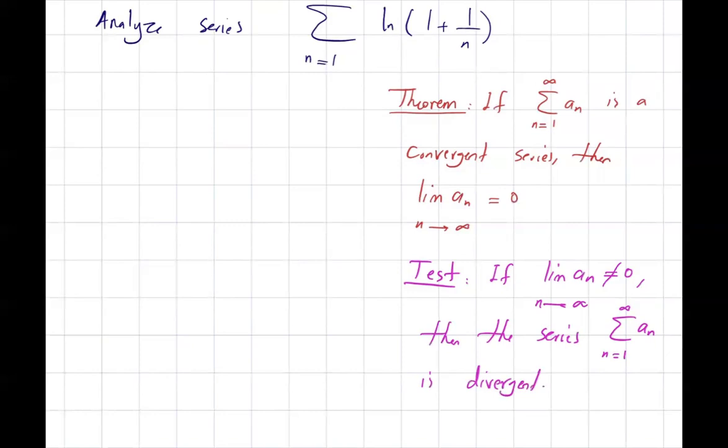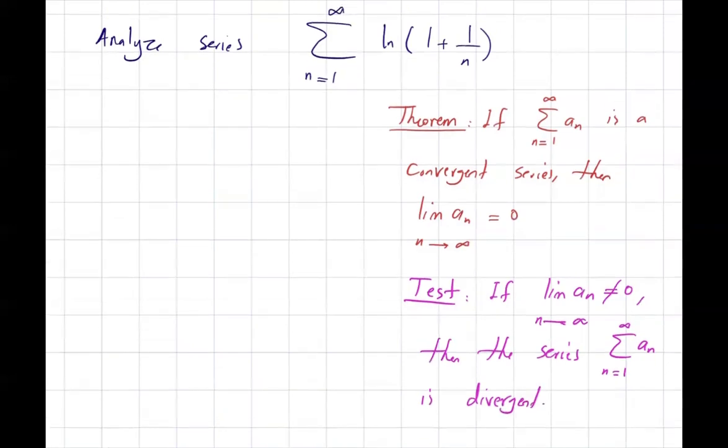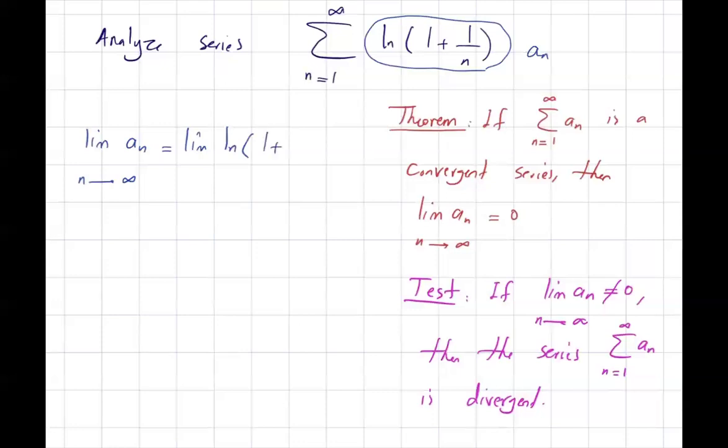Very well. So let us take a look at the general term here. This is my general term, an. If I take the limit of an as n goes to infinity, I'm taking the limit of ln of 1 plus 1 over n as n goes to infinity. ln is continuous, so you can write this as the ln of the limit. So the limit goes inside of ln of 1 plus 1 over n as n goes to infinity.